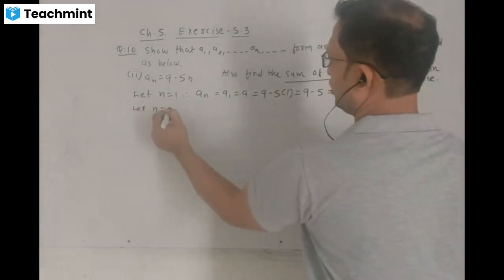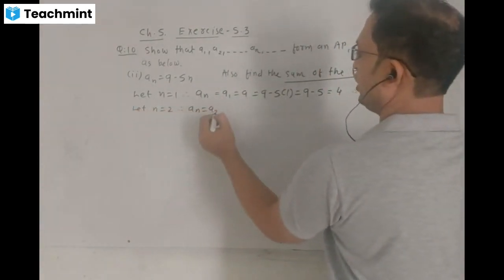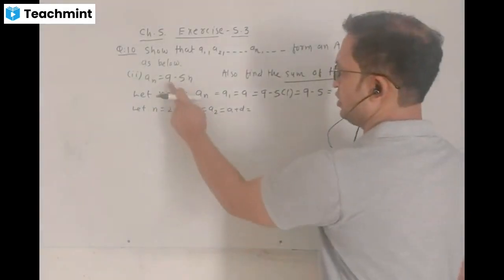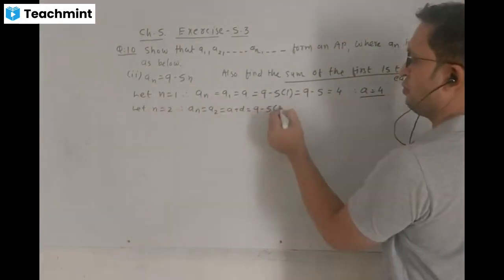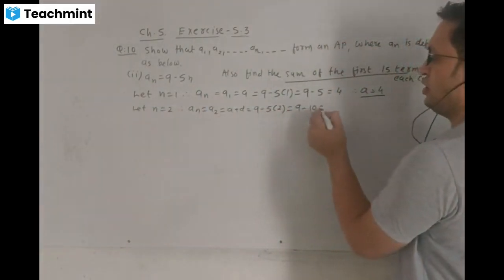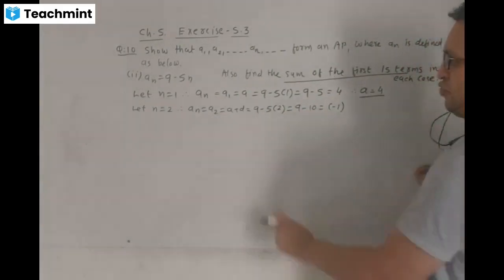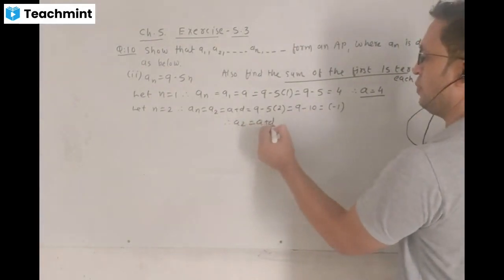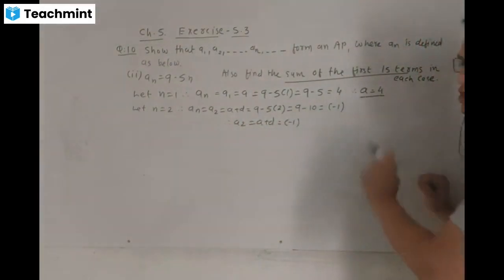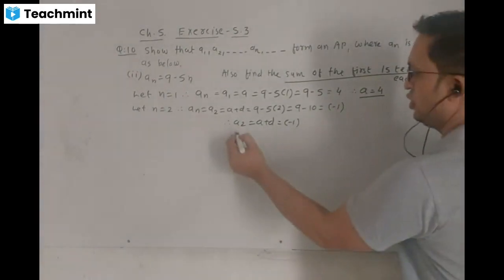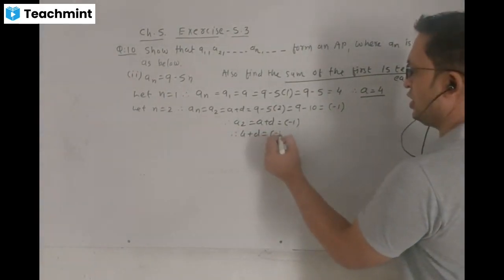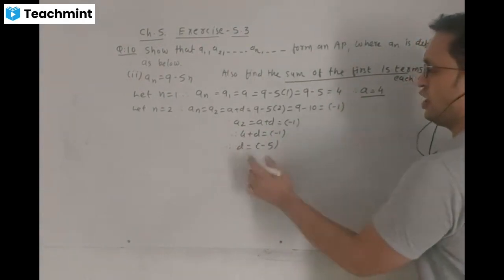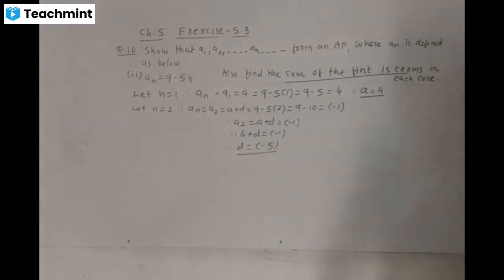Let n is equal to 2. Therefore, an is equal to a2, and a2 is equal to a plus d. a2 is 9 minus 5 multiplied by 2, and 9 minus 10 is equal to minus 1. Therefore, the second term is minus 1. But the second term a2 is equal to a plus d is equal to minus 1. But a is equal to 4. Therefore, 4 plus d is equal to minus 1. Therefore, d is equal to negative 1 minus 4. Therefore, d is equal to negative 5, and a is equal to 4.